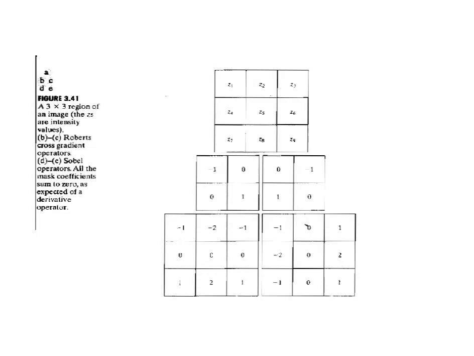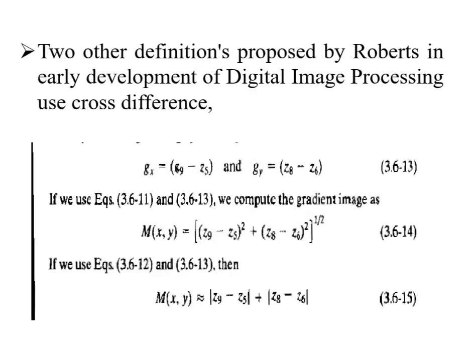The simplest approximations to the first derivative that satisfy the condition stated in this section are Gx equal to Z8 minus Z5 and Gy equal to Z6 minus Z5. The two other definitions proposed by Roberts in the early development of digital image processing use cross differences: Gx is equal to Z9 minus Z5 and Gy is equal to Z8 minus Z6.